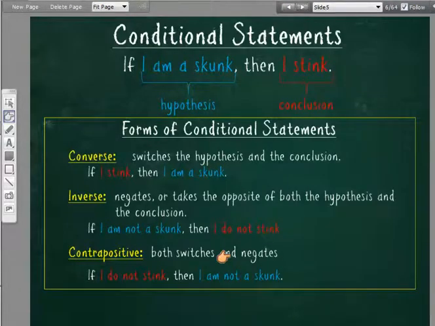This was just a review over conditional statements, hypothesis after if, conclusion after then. Converse is flipping the hypothesis and conclusion. Inverse is negating the hypothesis and conclusion. And contrapositive is doing both of those, switching and negating.